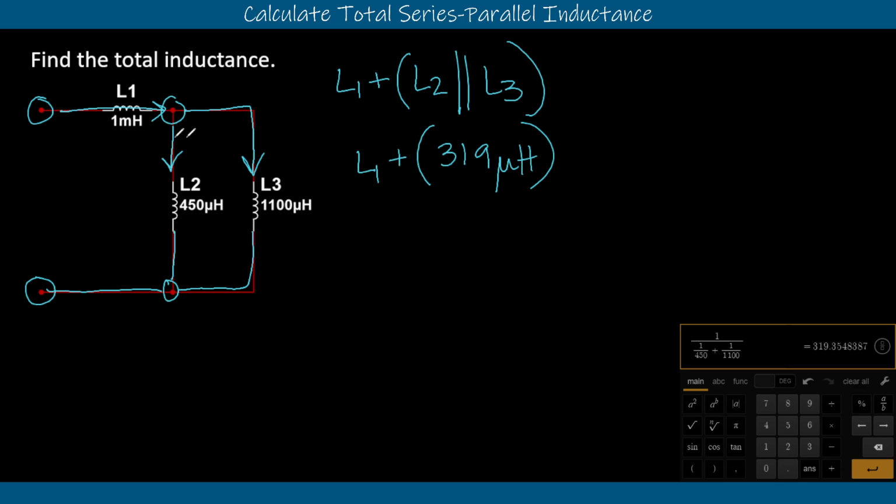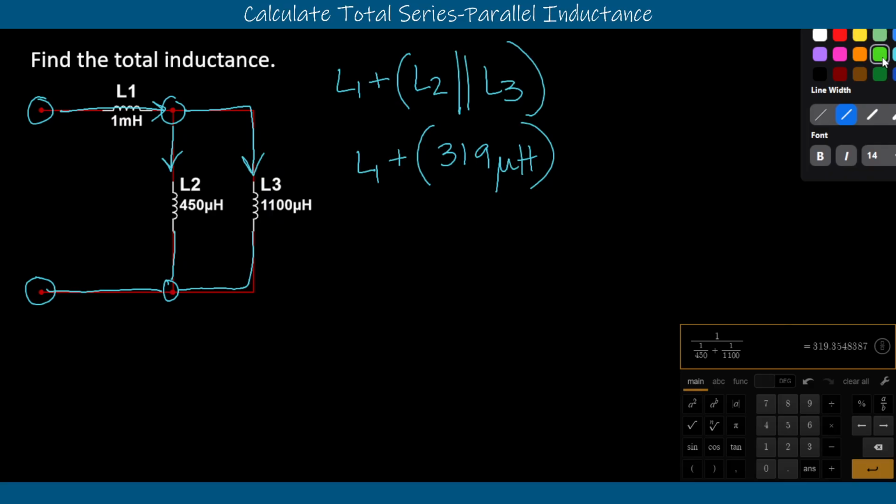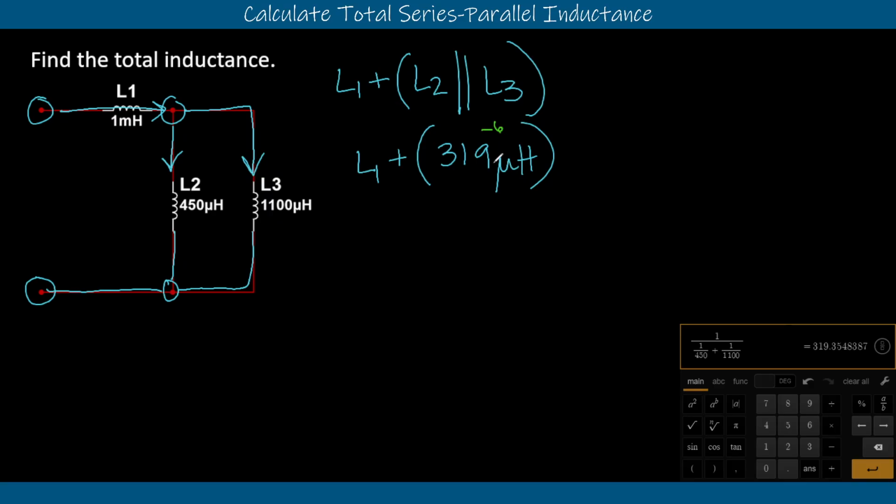Now we know that L1 is actually 1 millihenry, and so we might want to move this 319 into millihenries also, so it's a little bit easier for us. Right now we're at the -6 location. That's where our decimal point is. If we move it forward 1, 2, 3 and put a decimal point there, that's the -3 location. So now we can say that we have 1 millihenry plus 0.319 millihenries, and that's going to allow us to sum them directly.